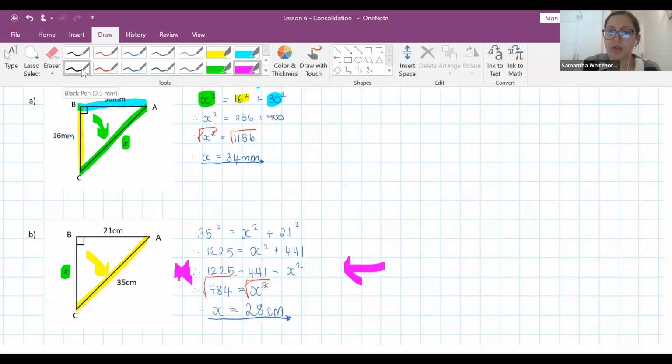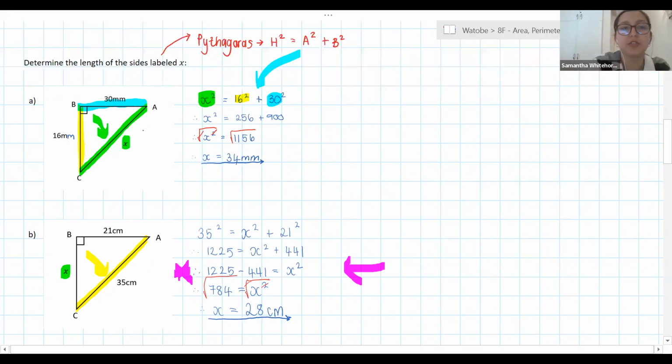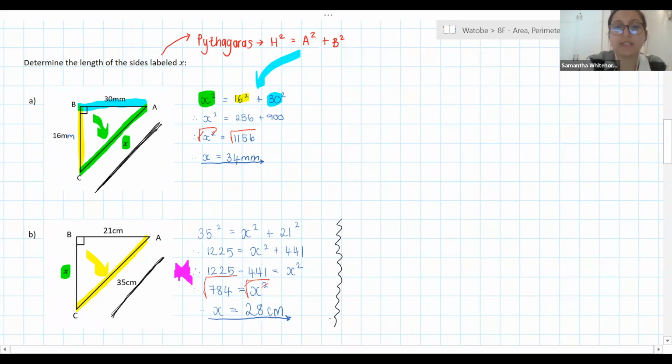We can't do it the same way as we did in the first one, because in the first one, the hypotenuse was unknown. That was the side I didn't know. In this question, I did know the hypotenuse. And so it needed to look a little bit different. So what I'll do is I will explain it right from the start again.